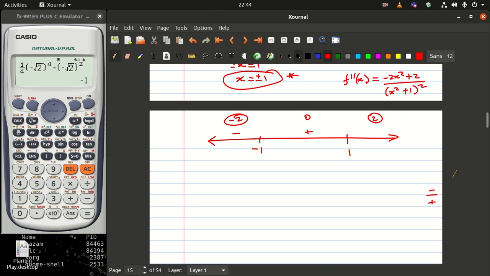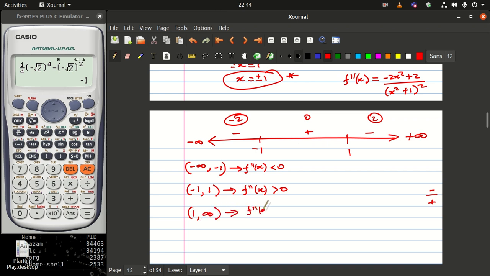So I have a negative divided by positive, so I will have a negative. What does this mean here? Because we're moving from negative infinity to positive infinity, it means that for values between negative infinity and negative 1, we can see that f double prime of x is less than 0. In other words, it's negative. And for values from negative 1 to 1, f double prime of x is positive, which means it's greater than 0. And for values from 1 up to positive infinity, f double prime of x is negative.